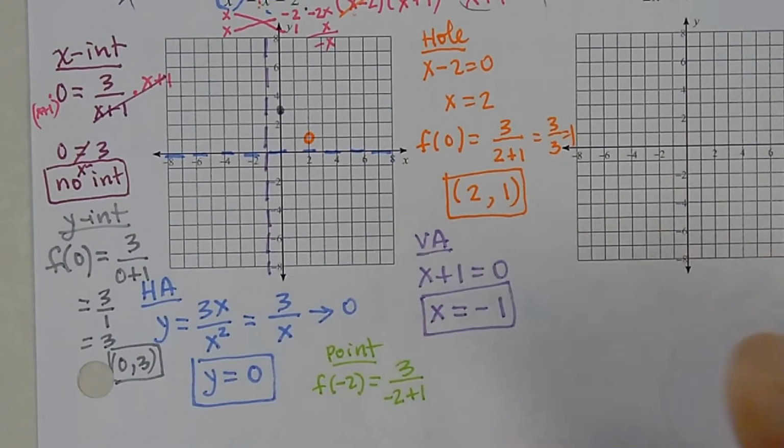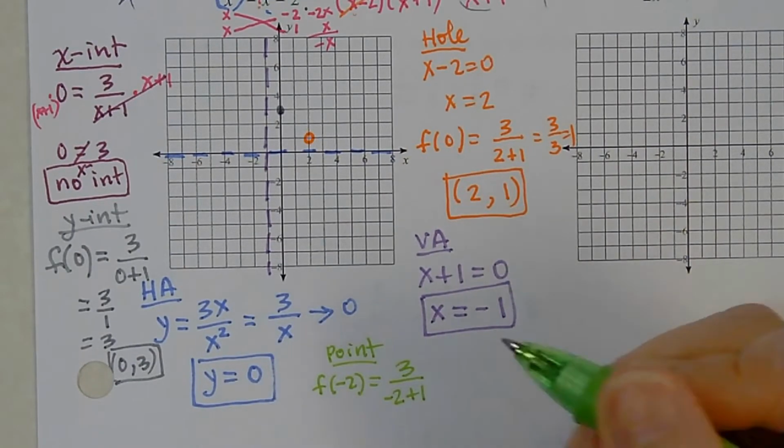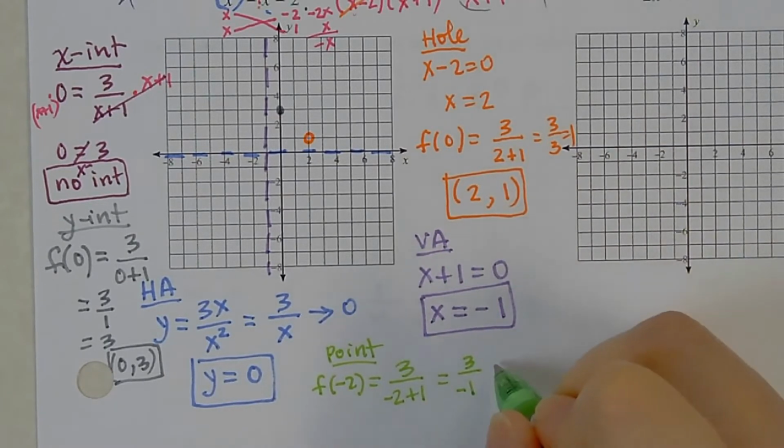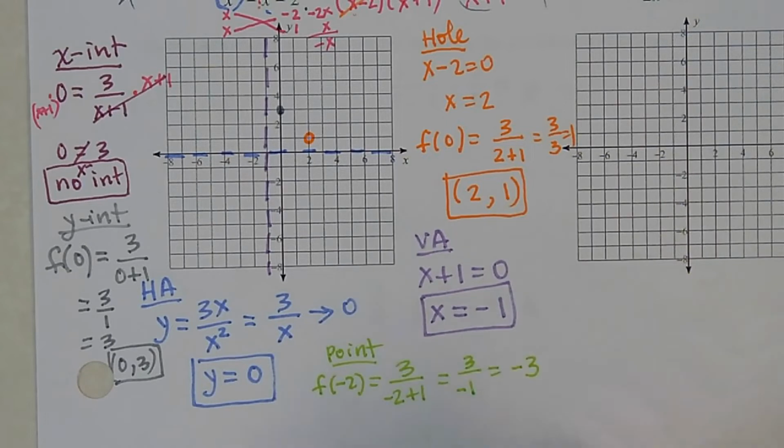It's just like finding the whole, except x is a different number. And this is going to be 3 over -2 plus 1, which is -1. Oops, almost made a mistake. And that's going to be negative 3. So we can easily find a point at negative 2 and negative 3.